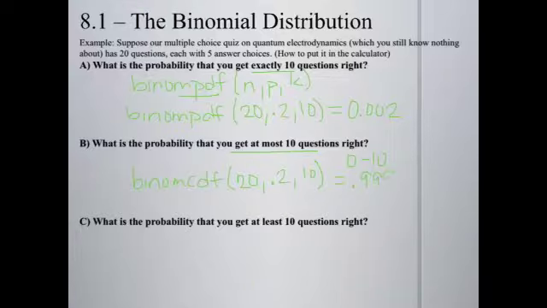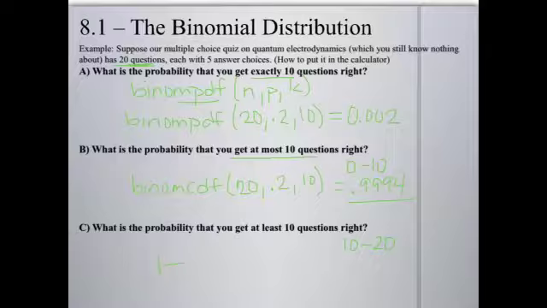Last question. What is the probability you get at least 10 questions right? So at least 10 means 10 or more, so 10 to 20. And now remember, the calculator only does from 0 to a number. So I'm going to do 1 minus what I don't want. I don't want from 0 to 9. So I'm going to do binomial CDF, 20, 0.2, NP, and then K for here is what I don't want. So K is up to 9 and 1 minus.